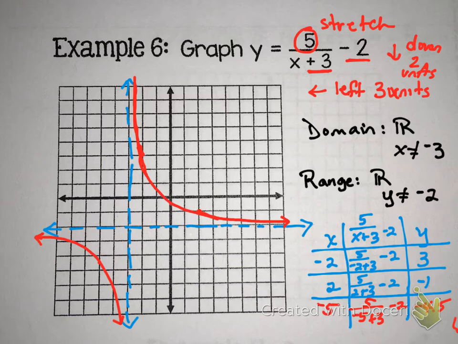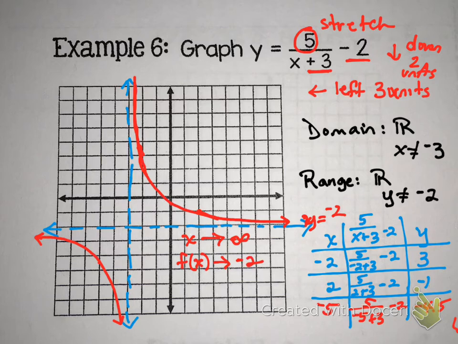Now notice the end behavior here. As your x's are getting bigger and bigger, where's your function going? Your function is actually approaching this horizontal asymptote where y is equal to -2. So it's approaching -2.